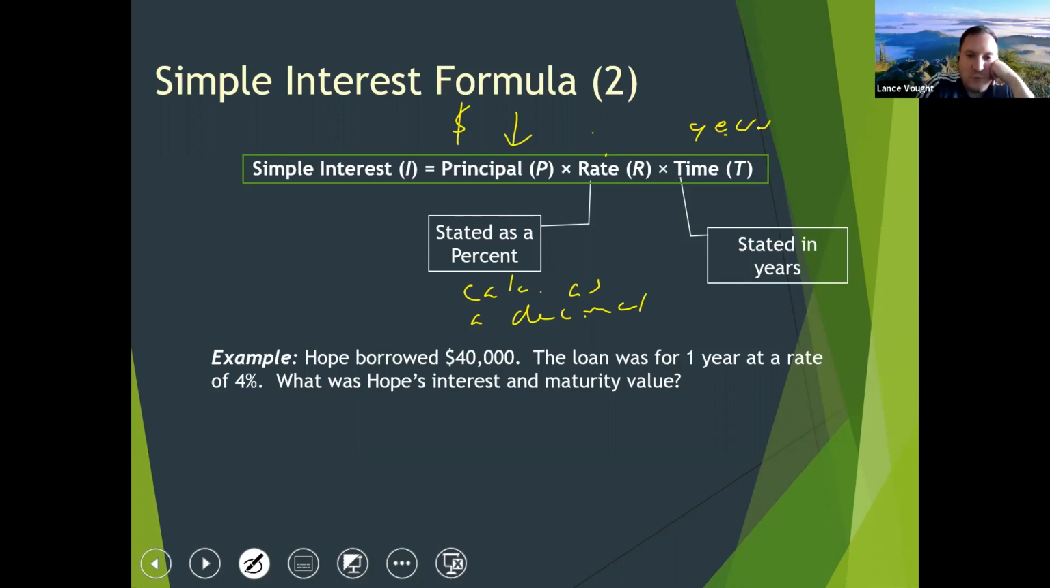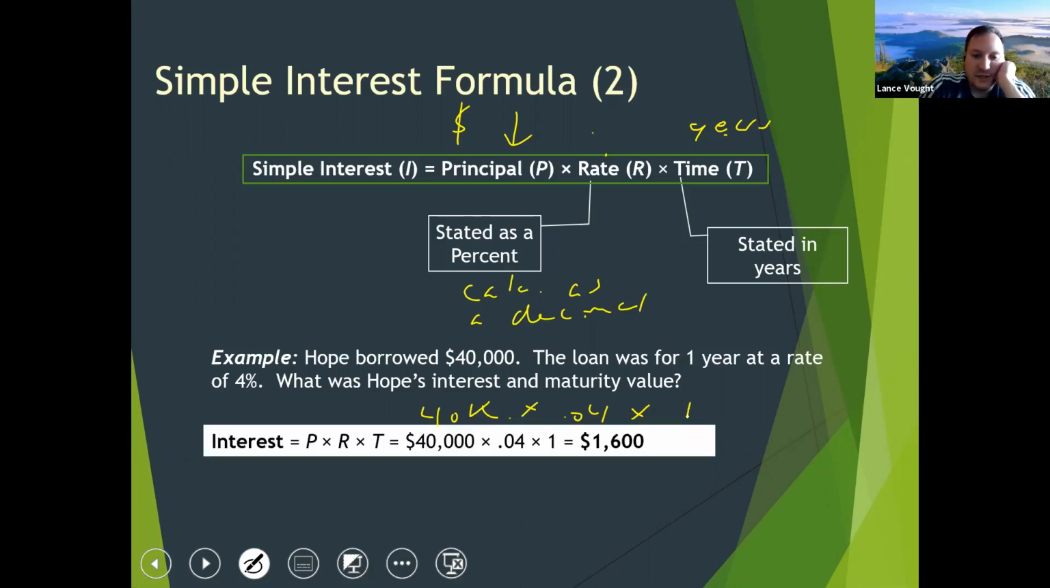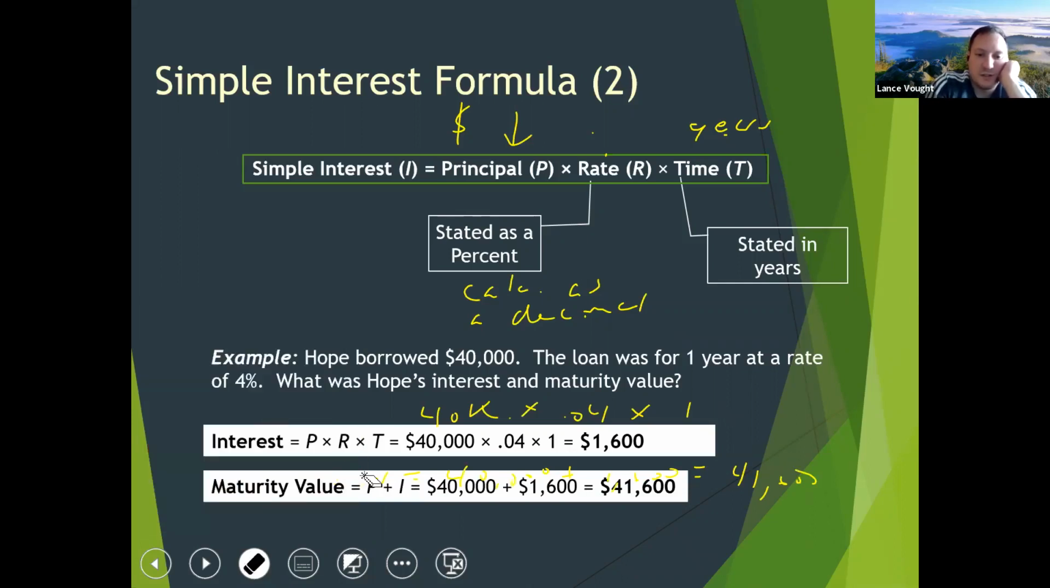So if Hope borrowed $40,000 again, but the loan was for 1 year at a rate of 4%, what would be the interest and maturity value? Well, in this case, all you're doing is 40K times 0.04, but since it's a full year, it's just one. So you would get 40,000 times one is 40,000 divided by 25, which I think is $1,600. And then our maturity value is just going to be the sum, 40,000 plus 1,600, which gives us $41,600. Voila.